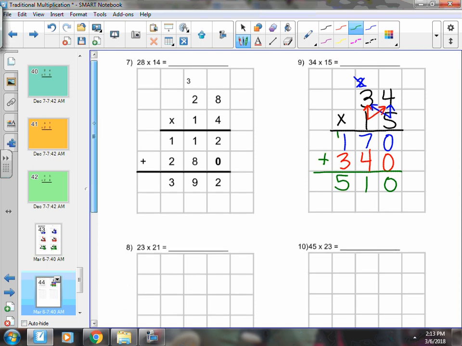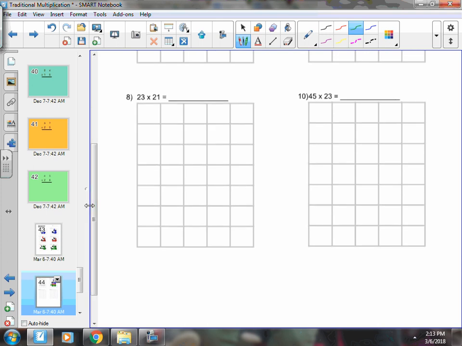And the last two on the page, 23 times 21. It's very important, especially with a 2-digit multiplication problem, that you keep everything nice and lined up, especially for that last step of addition. All right, let's ignore that 2 on the bottom for now, and let's do 1 times 3 and then 1 times 2. So we're going to multiply 1 times all the digits on the top. 1 times 3 is 3. 1 times 2 is 2.